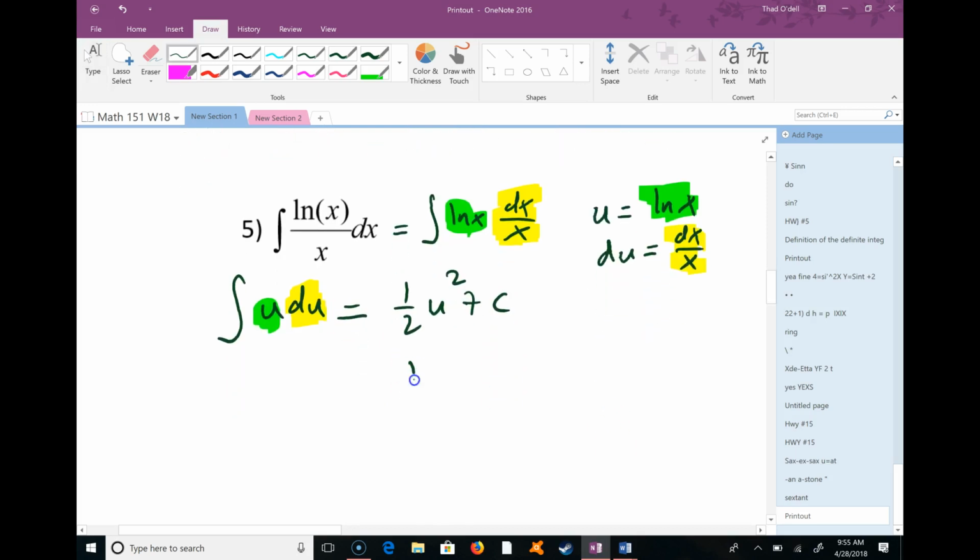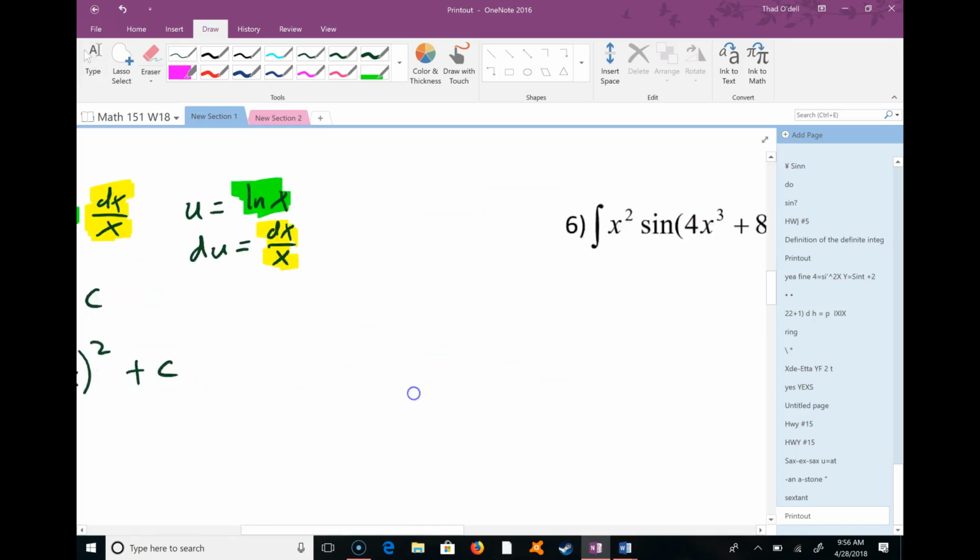And of course, that's just 1/2 ln x squared plus c. Make sure you put the whole ln x in parentheses because it's ln x squared, not ln of x squared. Make sure you make that distinction clear.